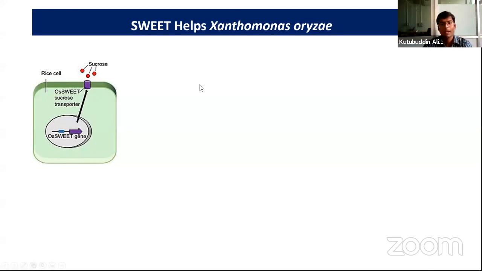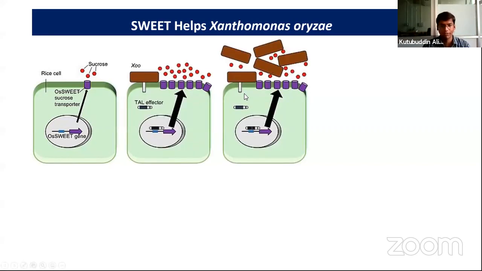So now, why am I talking to you about this SWEET gene? Because this Xanthomonas oryzae is a very intelligent pathogen. When Xanthomonas oryzae infects a plant cell, a rice cell, it secretes a protein, an effector protein. This effector protein is called TAL effector. This is called transcription activator-like effector. This is a protein, a small protein.